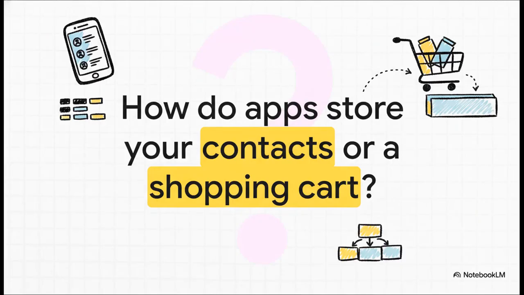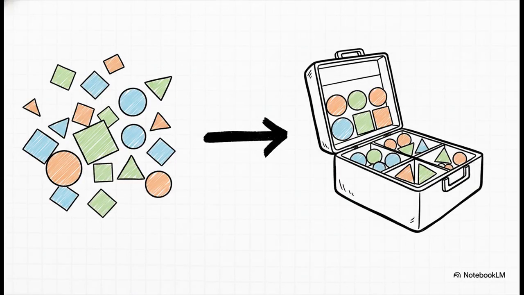But first, just think about this for a second. When you're online and you add a bunch of stuff to your shopping cart or you save a new contact in your phone, how does the app actually hold all that information together? It's not like it can just create a brand new variable for every single item. That would be chaos. Exactly. Doing it one by one would never work.